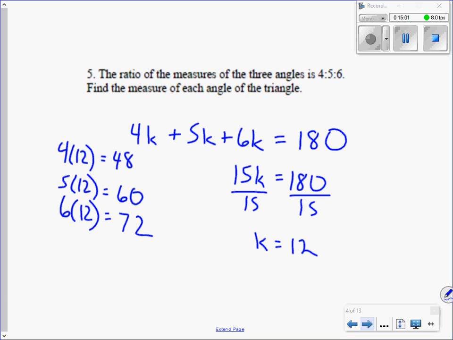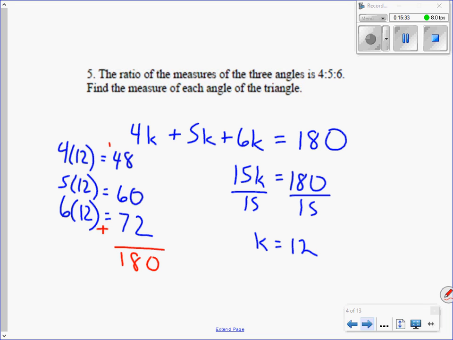So check your work. I know that these are going to be in a 4, 5, 6 ratio because I multiplied 4 by 12, 5 by 12, and 6 by 12. I just need to double check that they add up to 180. 8 and 2 is 10, carry the 1. 4 and 6 is 10, plus 1 is 11, plus 7, 18. I got that 0, there we go. It checks out. So the sum is 180. I'm good. Those three angles will make a triangle.